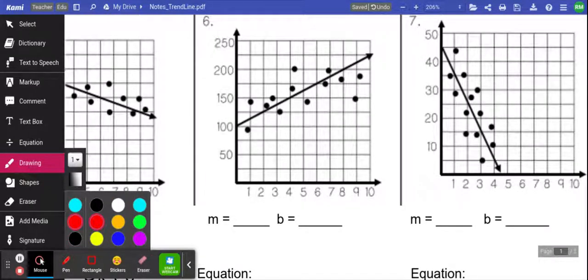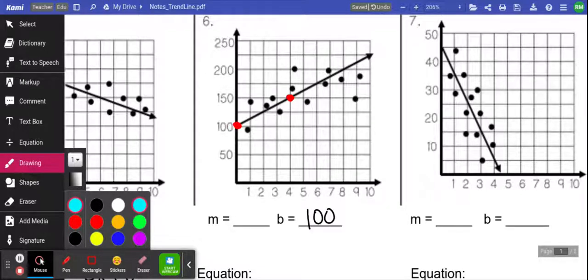Where are we starting here? Where does the trend line start? 100. Good. So let's start there. And 100, is that our m or our b? b. Good. And now we have to pick another point on here. I'm going to pick this one right here. So if you go from 150 straight over to the line, that's the one I picked.